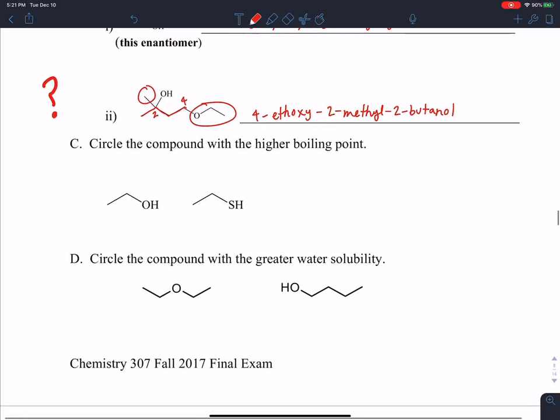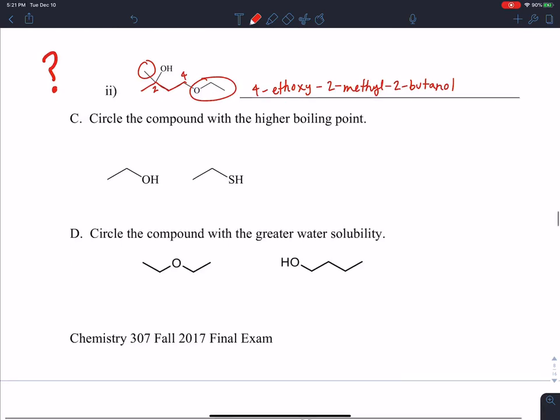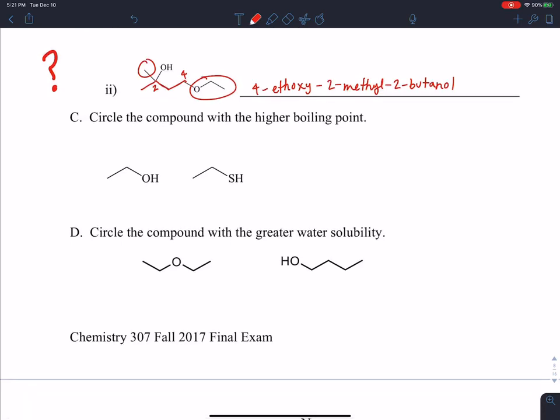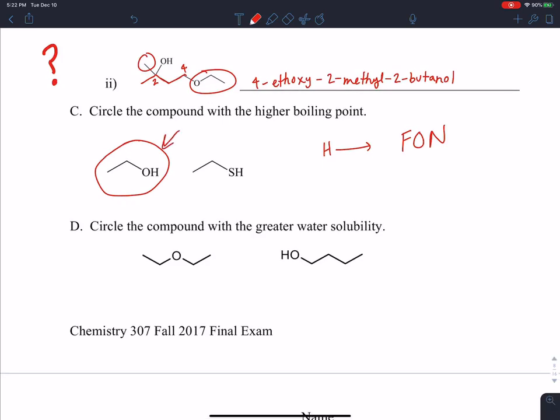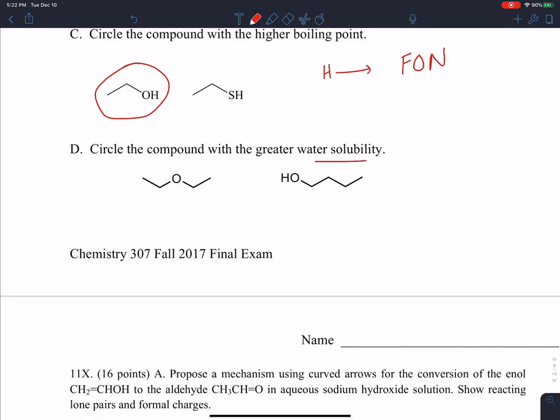Alright, next question says to circle the compound with the highest boiling point. This one's not so bad. It's just whichever one has hydrogen bonding. You just have to remember hydrogen just wants to have FO and FON. So if it's connected to fluorine, oxygen, or nitrogen, that's the best one. This one has hydrogen bonding, thereby it has a higher boiling point. Which one has higher water solubility? Again, you need hydrogen bonding. The more hydrogen bonding, the better it is. So it's the second one.